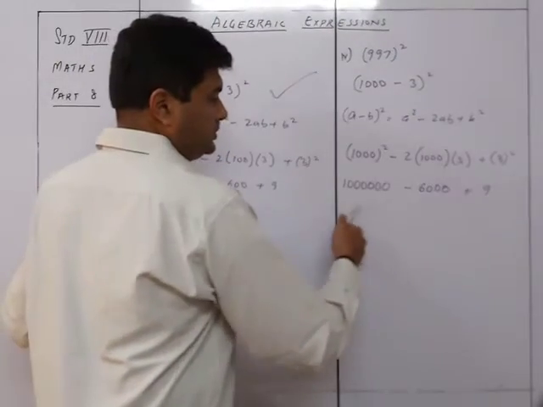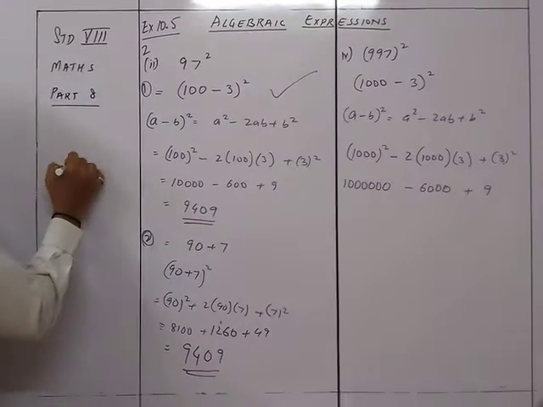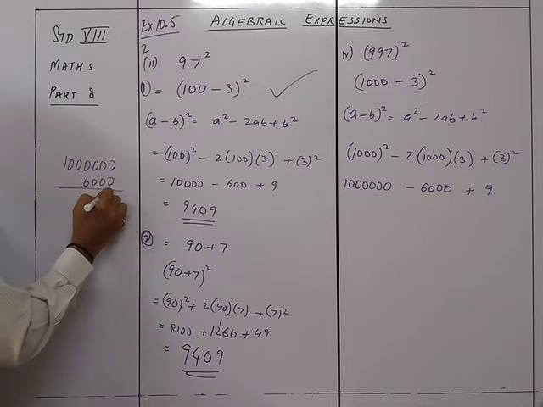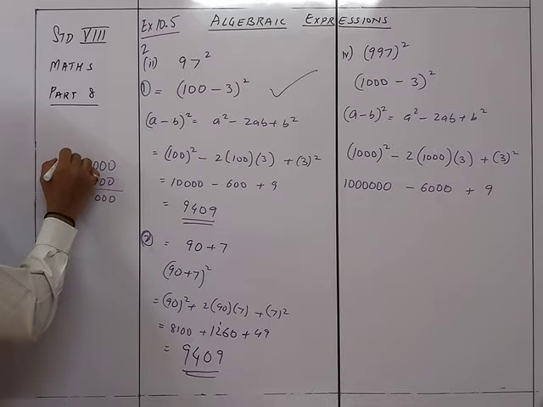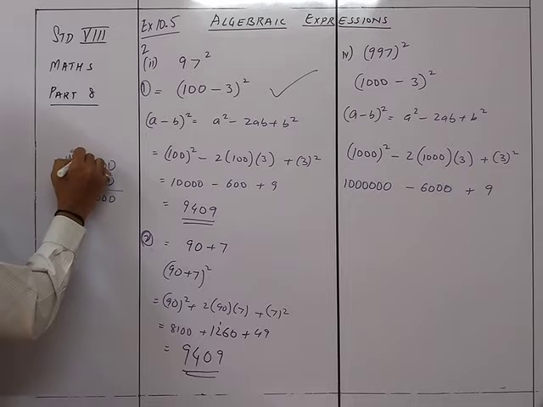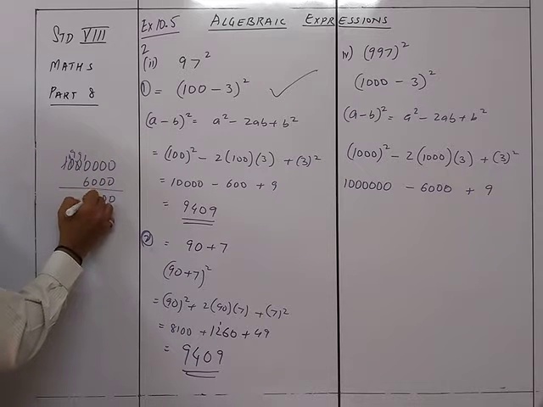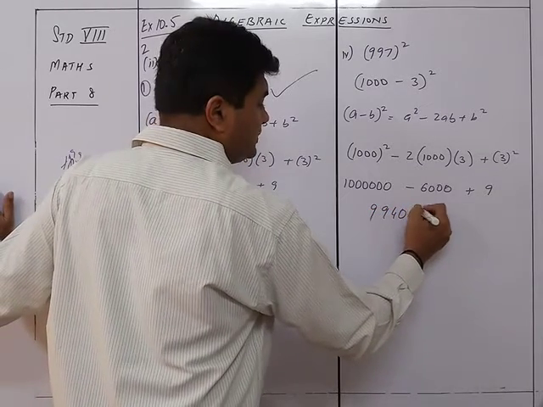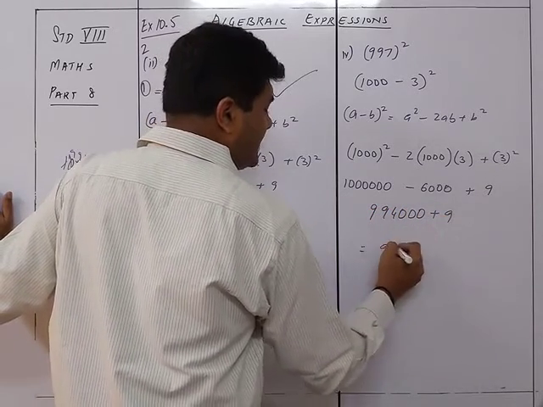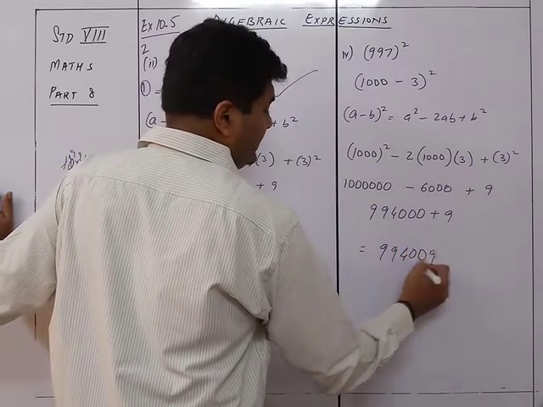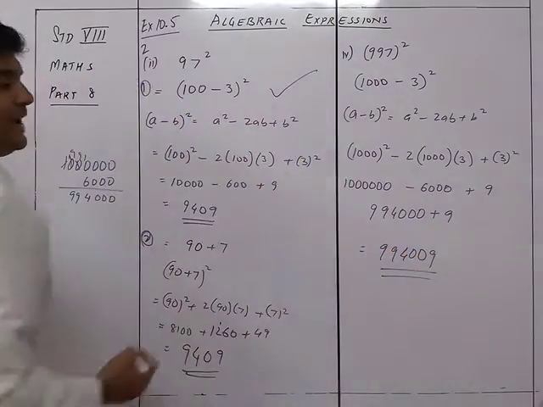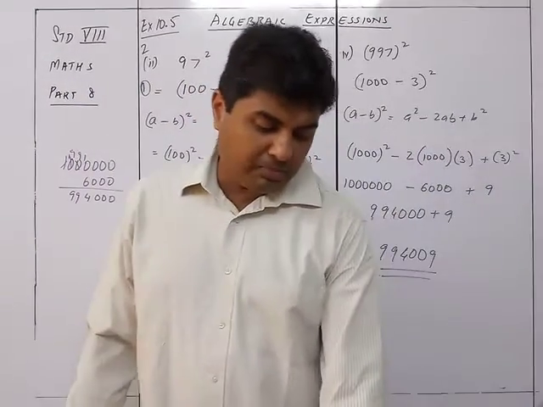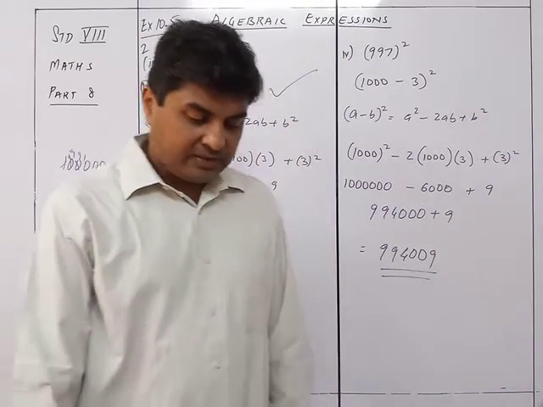So this will give me as, it is 1 and 6 zeros minus 6000. So this cancels to 994,000 plus 9. It's 994009 as the answer to 997 the whole square. Understood? So this is sum number 4th of the second part.